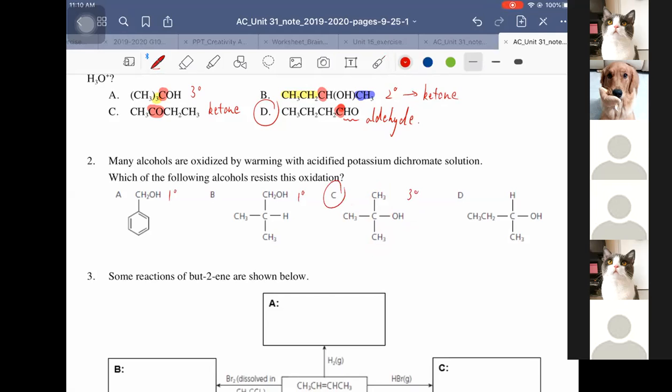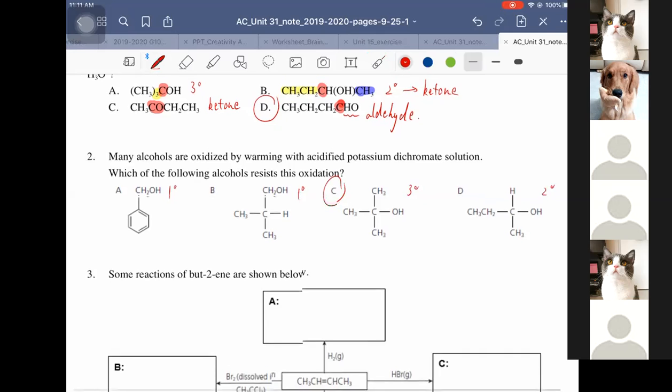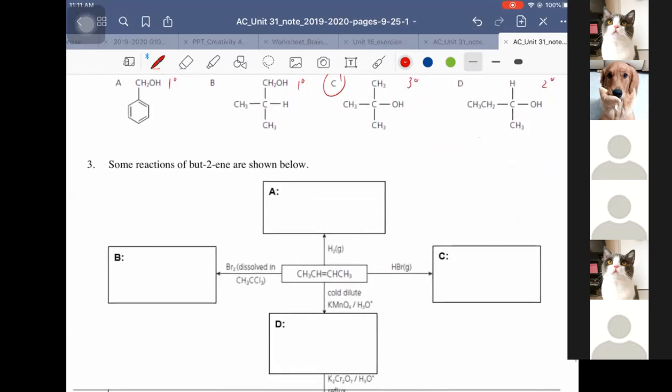And for the last one, again, we can check. This is a carbon that the hydroxyl group is attached to. There are 2 alkyl groups attached, a methyl group and an ethyl group. So that's a secondary alcohol, and it can be oxidized to form ketone. So questions 1 and 2 are pretty straightforward.